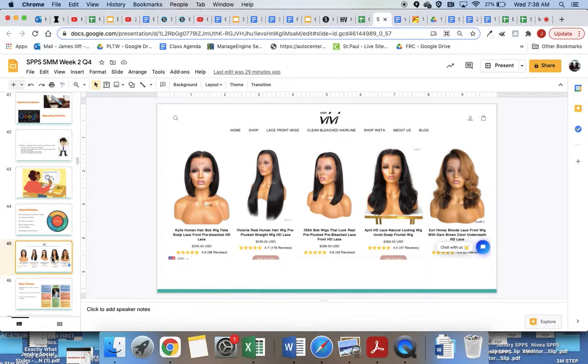Here is a hair extensions and wigs company called Hair Vivi. And they produce really high quality wigs. Look at this. They're going for like $240, $290, $360. These are real human hair wigs. So this is really cool stuff.